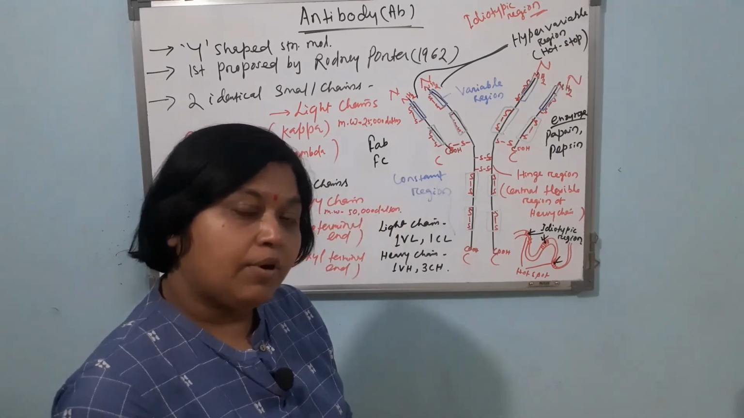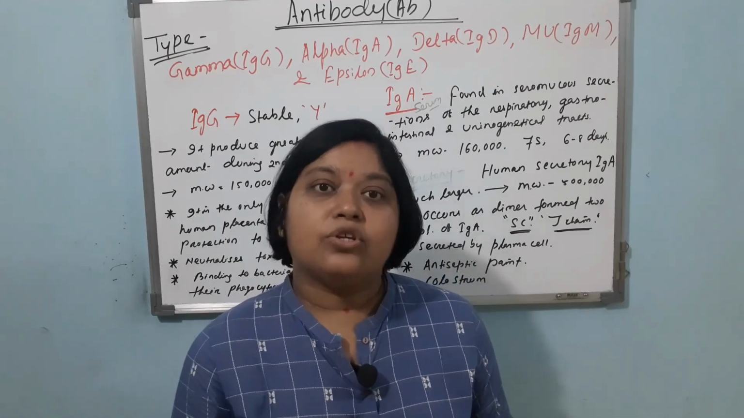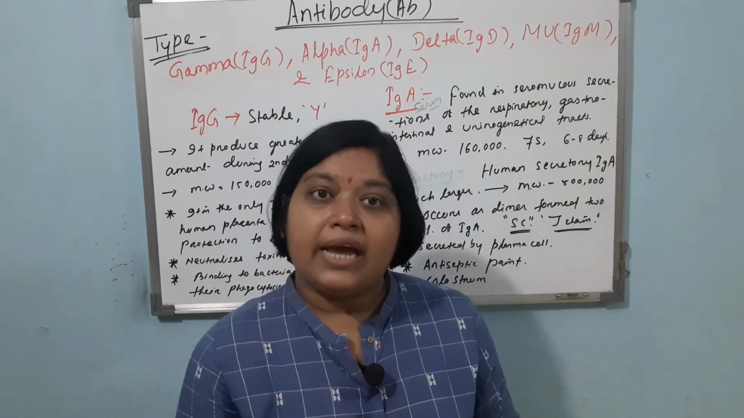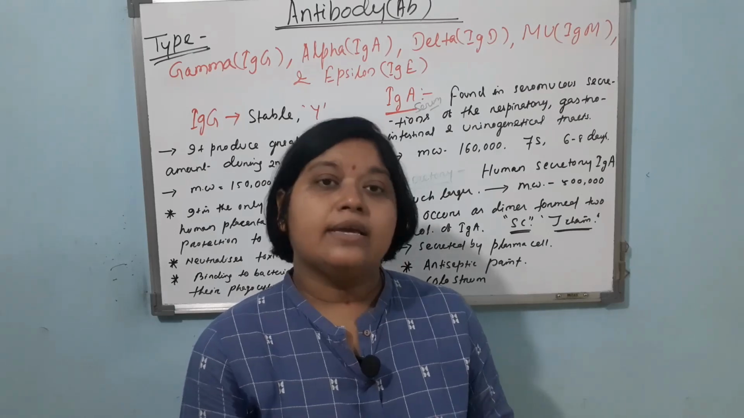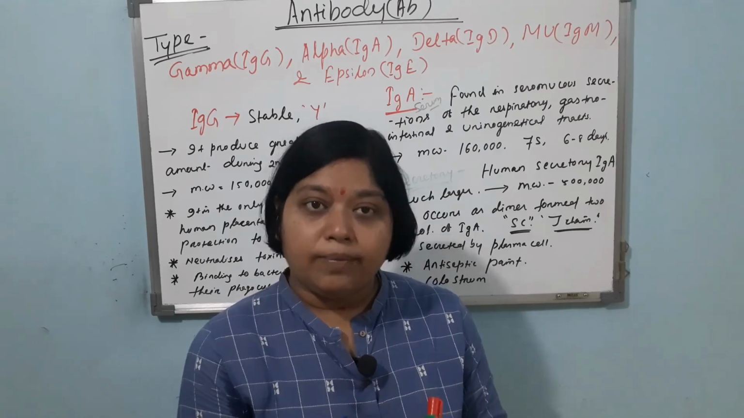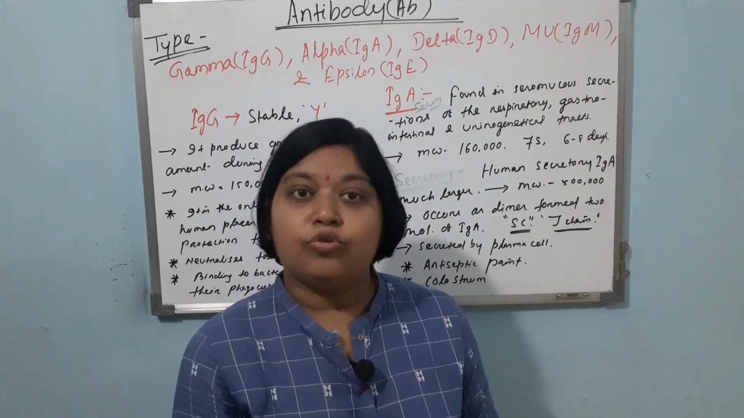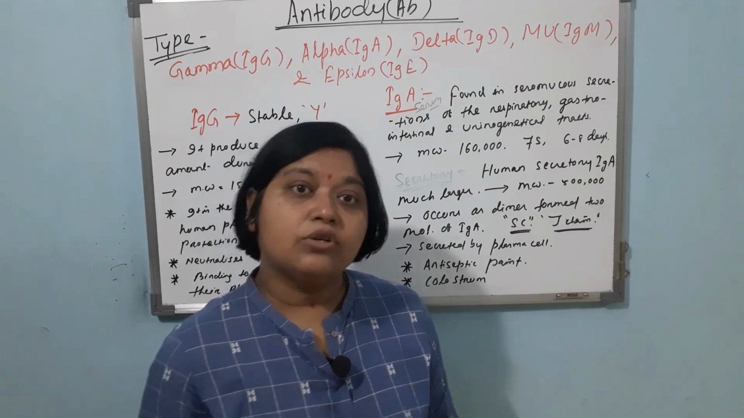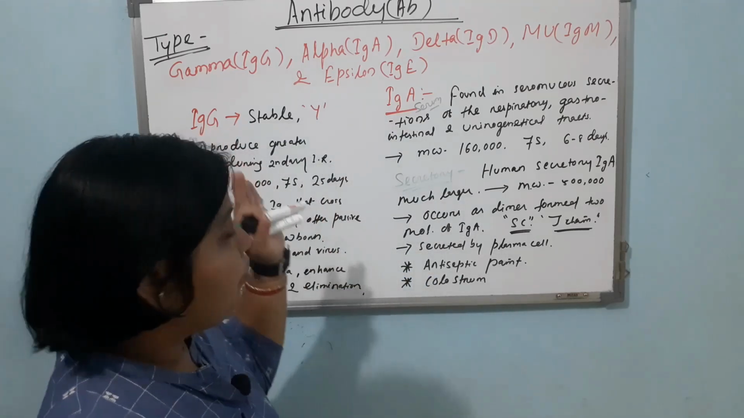Now we will discuss about the type of antibody. Based on the structure of heavy chain, these immunoglobulin are classified into 5 different types. Those are gamma immunoglobulin, alpha immunoglobulin, delta immunoglobulin, mu immunoglobulin, and epsilon immunoglobulin. Now we will discuss one by one. First we will discuss about this gamma immunoglobulin.